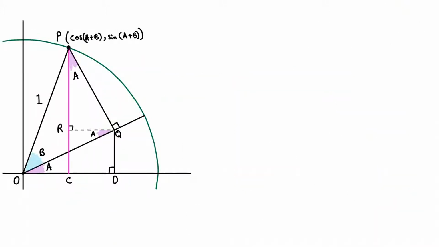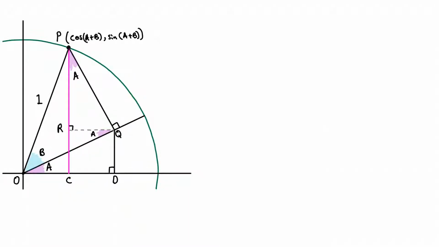We're going to start off with the unit circle, and we're going to have our x-axis and the y-axis. We're going to have two terminal arms. The first one is going to correspond to angle A, and the second one is going to correspond to angle A plus B, thus making point P here with OC being cosine of A plus B and PC being sine of A plus B.